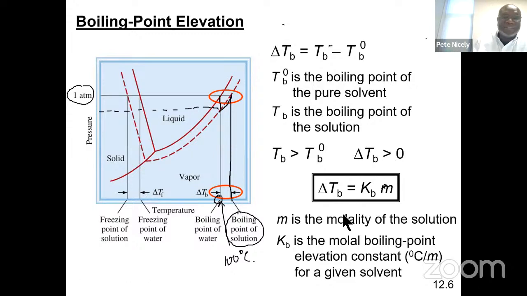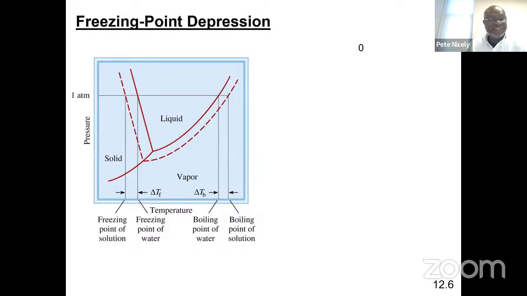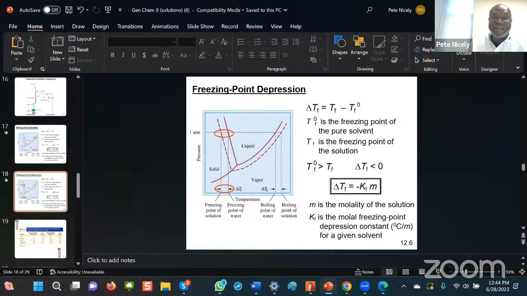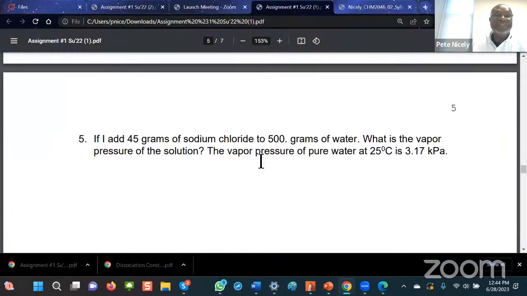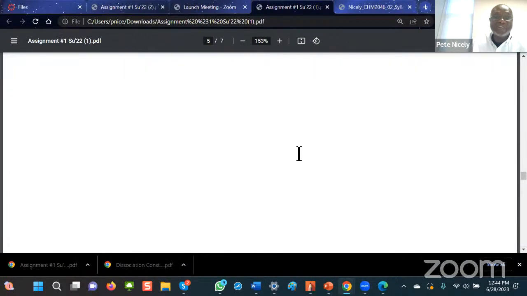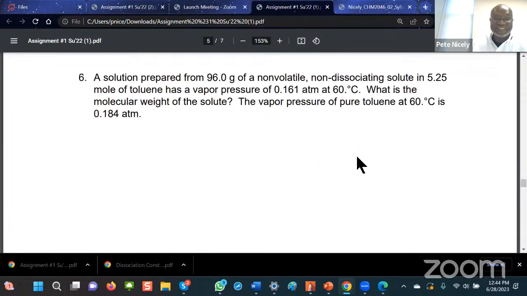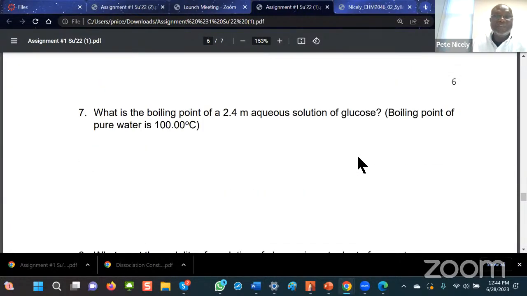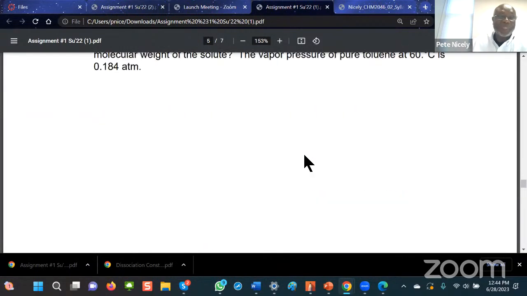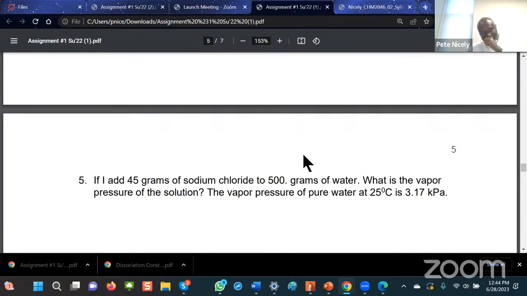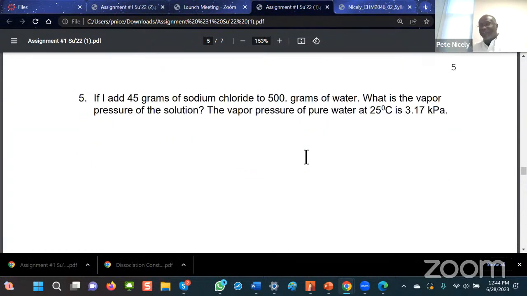Okay, so let me see here. Maybe I should stop here and go back to the assignment to see what questions we can do. So let me go here. All right. So this is question number 5. Let me just check something here. That's question number 6. Question number 7. Okay, you know what? Let me start with question number 5. Now, question number 5, let me get some water.